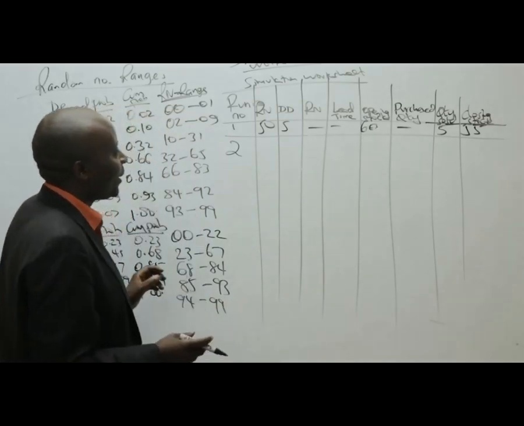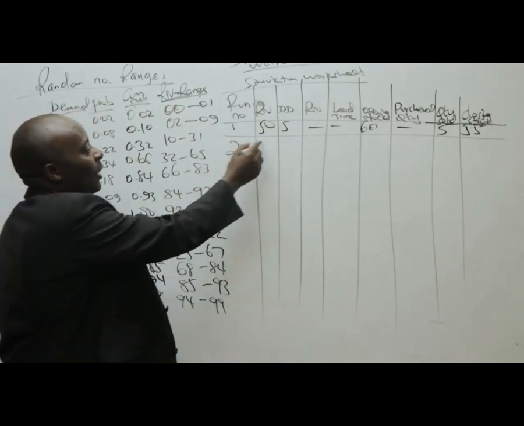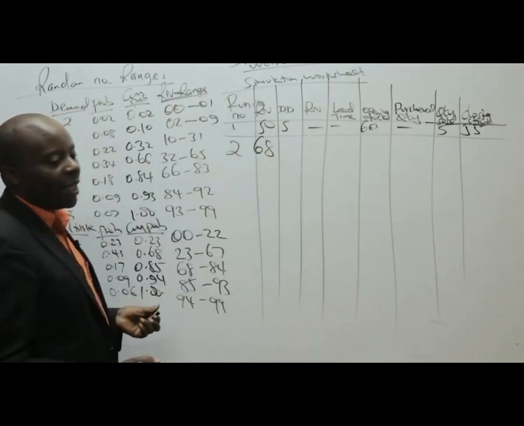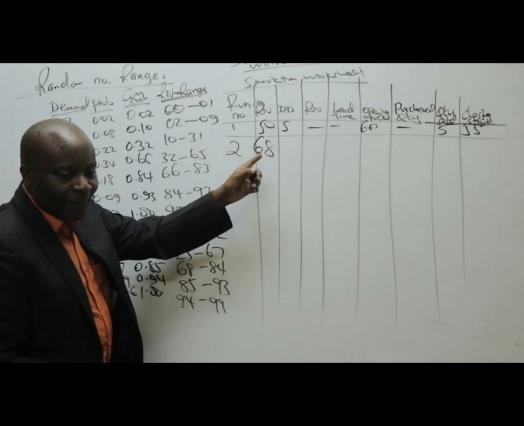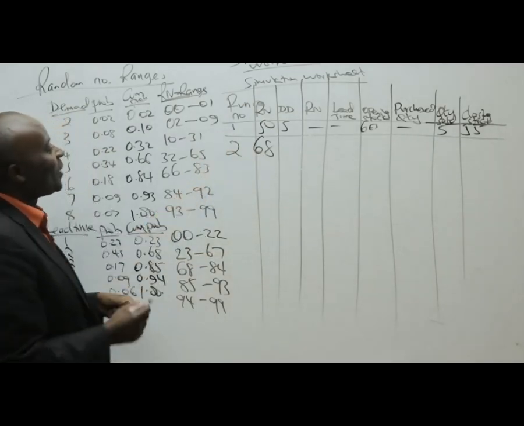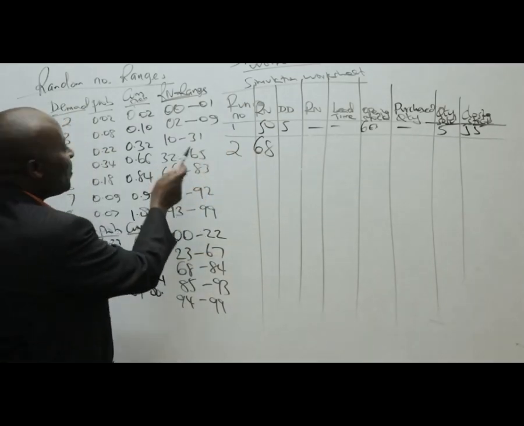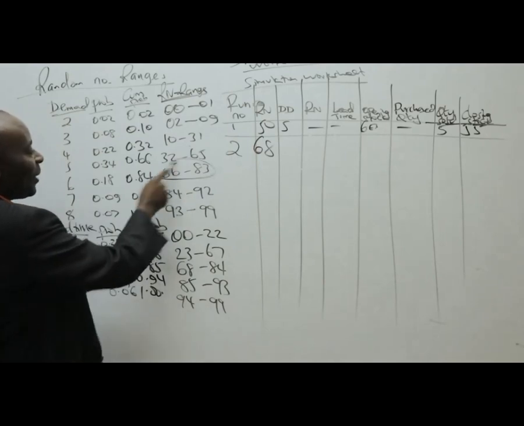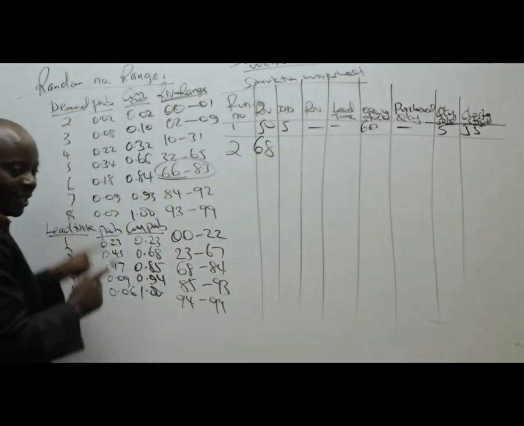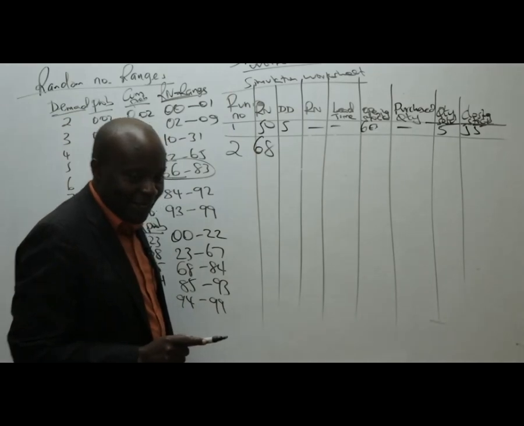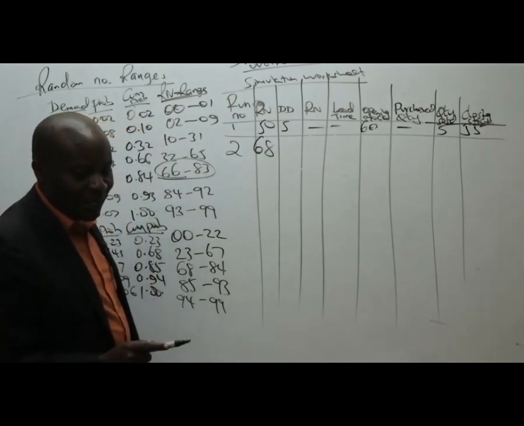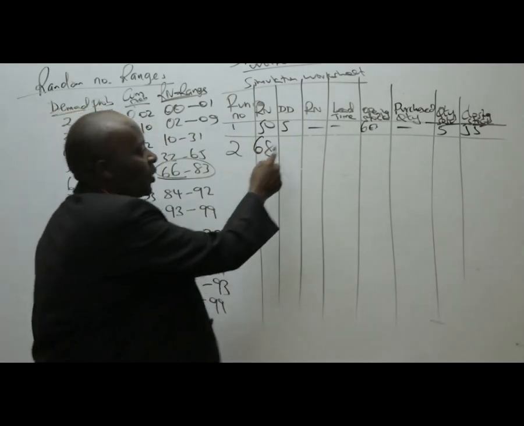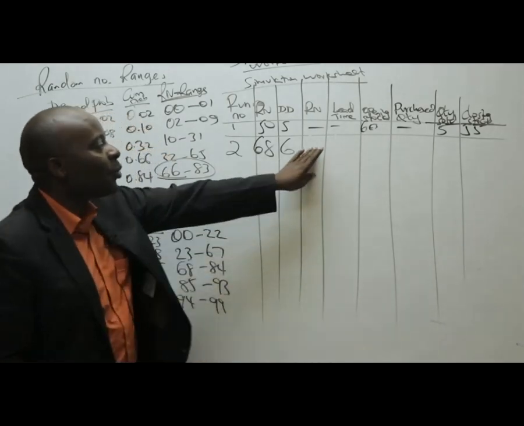Now we go to run number 2. They have told me here it is 68, so 68 for demand. Somebody help me. Please, lead time with random number. Lead time normally comes after you've done some analysis.